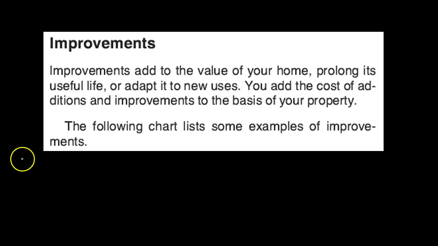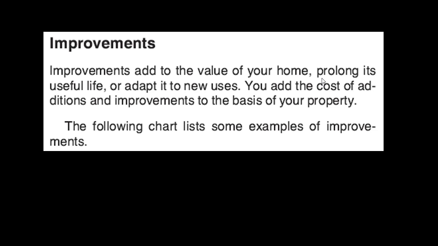Back to the text. Improvements. Improvements add to the value of your home, prolong its useful life, or adapt it to new uses. So those are going to be key types of terminology you want to keep in mind when considering improvements. In other words, it prolongs the life as opposed to simply bringing the life of the home up to where it should be, like a repair. A repair just brings it back to its essence, or where it should be. The prolonging of the life would be bringing it out into the future. It's going to make it last for a longer period of time.